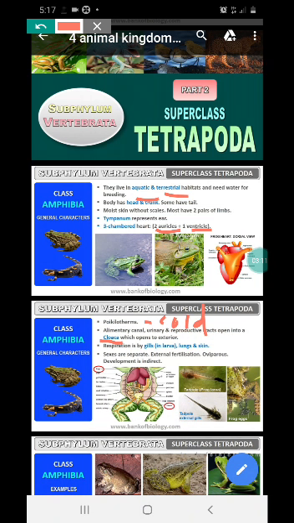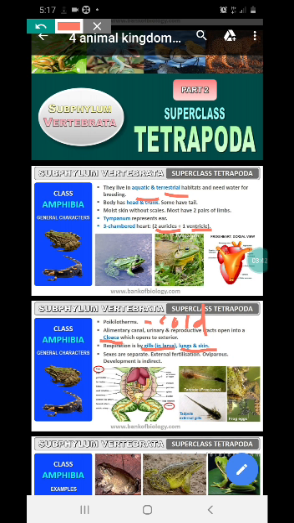And how do they respire now? The larval stage, that is the tadpole stage, respires with the help of gills, and the adults have lungs, and also they respire with the help of skin. Cutaneous respiration is also seen in the case of the frog. And the sexes are separate in frogs.